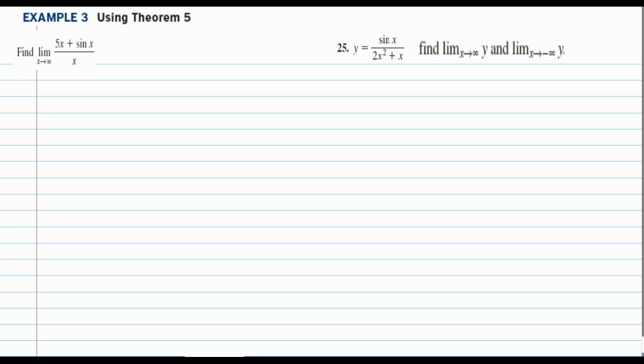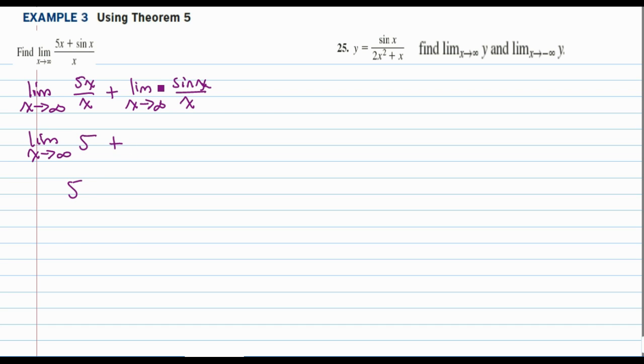Find the limit as x approaches infinity of (5x plus sine of x) all over x. Well, there's no way I'd be able to do that just as it's written, so I'm going to take the numerator and split it up over the denominator and break that into two limits. 5x over x simplifies to 5, so the limit as x approaches infinity of 5 is going to be just 5. But now I have to find out what this part's going to be.